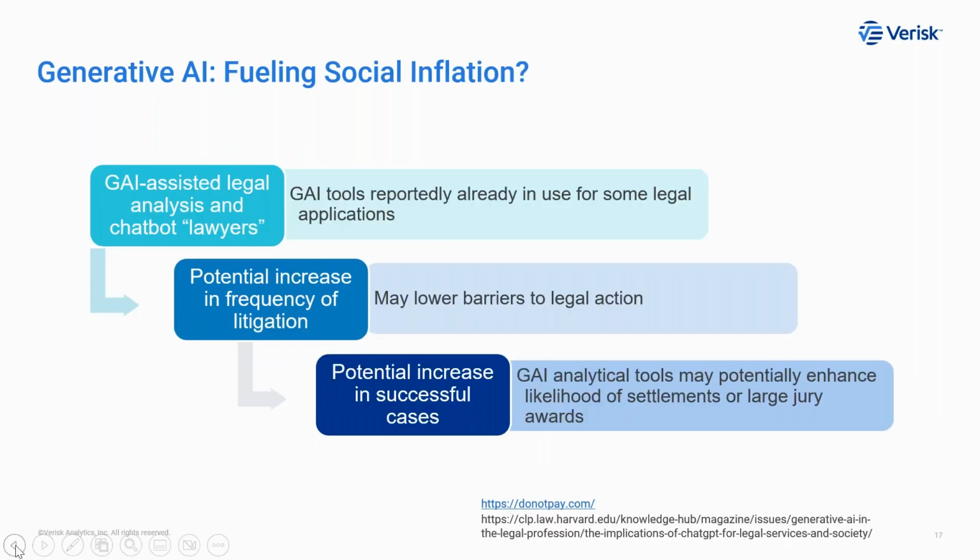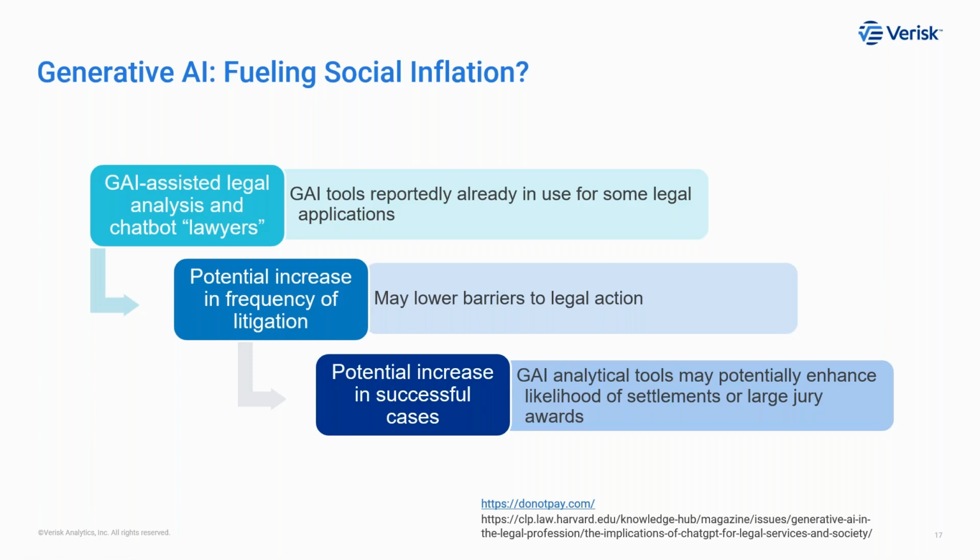But these are examples of generative AI concerns when it falls into the wrong hands. Generative AI could also be used to influence trends that some insurers may be concerned with, such as social inflation.